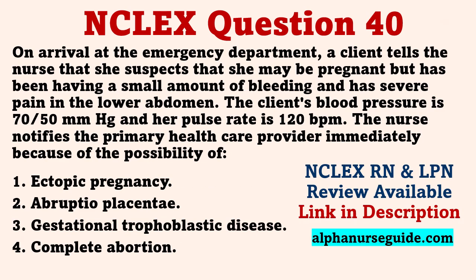On arrival at the emergency department, a client tells a nurse that she suspects that she may be pregnant, but has been having a small amount of bleeding and has severe pain in the lower abdomen. The client's blood pressure is 70/50, and her pulse rate is 120 beats per minute. The nurse notifies the primary healthcare provider immediately because of the possibility of 1. Ectopic pregnancy, 2. Abruptio placentae, 3. Gestational trophoblastic disease, 4. Complete abortion.